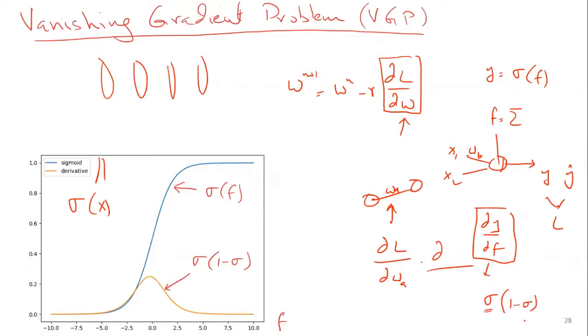Now this is a number between 0 and 1. This is also a number between 0 and 1. If you plot these two, this is sigma of f going from 0 to 1, okay? If you plot sigma times 1 minus sigma, it looks like this, okay? Why? Because as x becomes very large, then one of these two numbers will become very small, right?